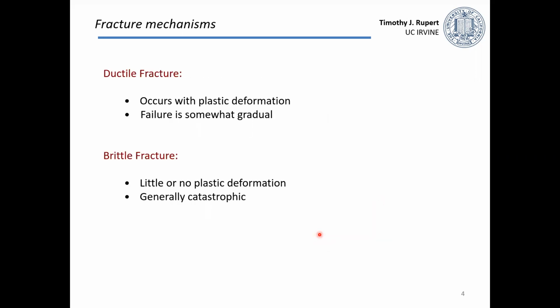So for the fracture mechanisms, the first thing we can do is delineate between two different modes of fracture. We can have ductile fracture. This occurs when we have a lot of plastic deformation. And in this case, failure is somewhat gradual. Brittle fracture happens with little or no plastic deformation and is generally pretty catastrophic.